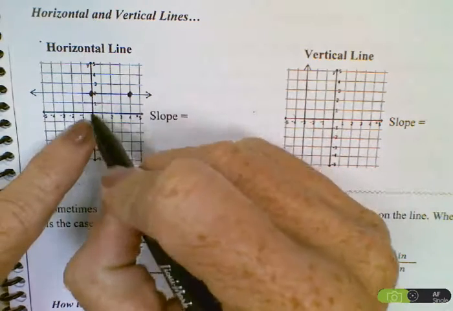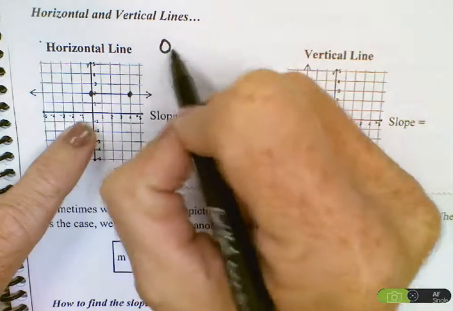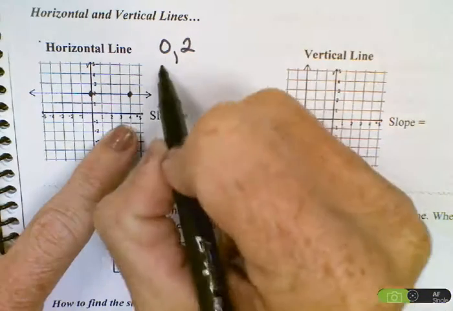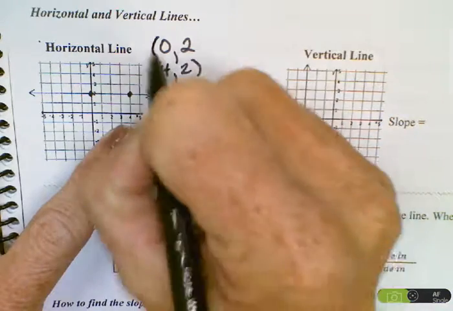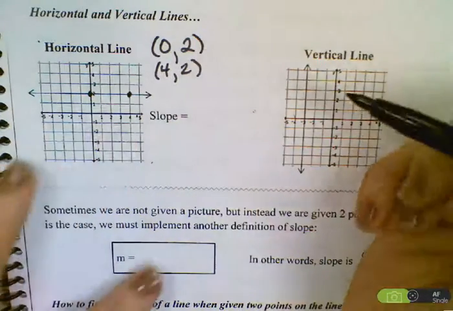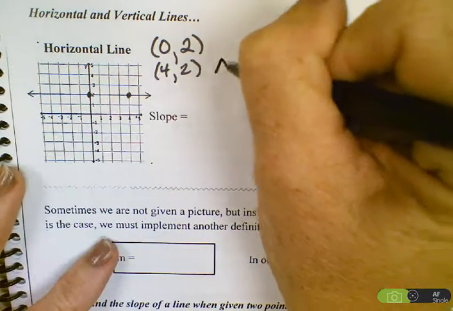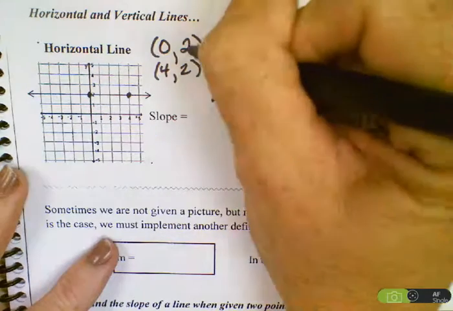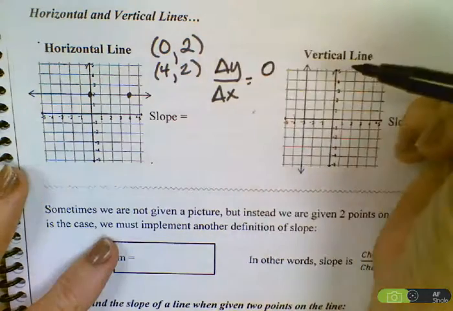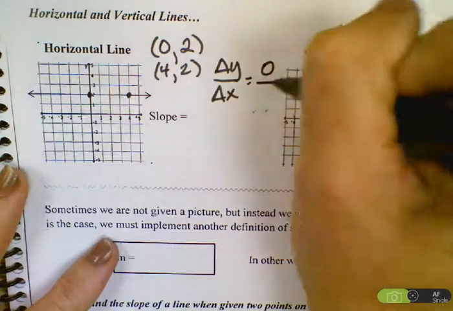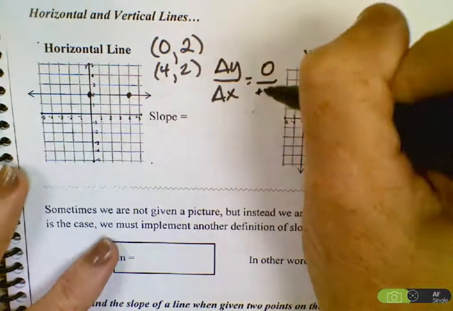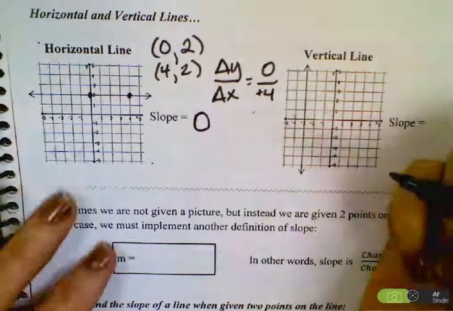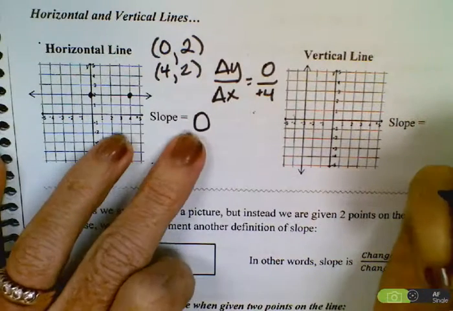So the coordinates for this point right here are (0, 2), and the coordinates for this point are (4, 2). And so we know from figuring out delta y over delta x that would give us our slope. So from 2 to 2, we don't go anything at all. We don't go anywhere, right? And then from 0 to 4, we go up 4. Well, 0 divided by anything is 0. So the slope of a horizontal line is always, always, always 0.